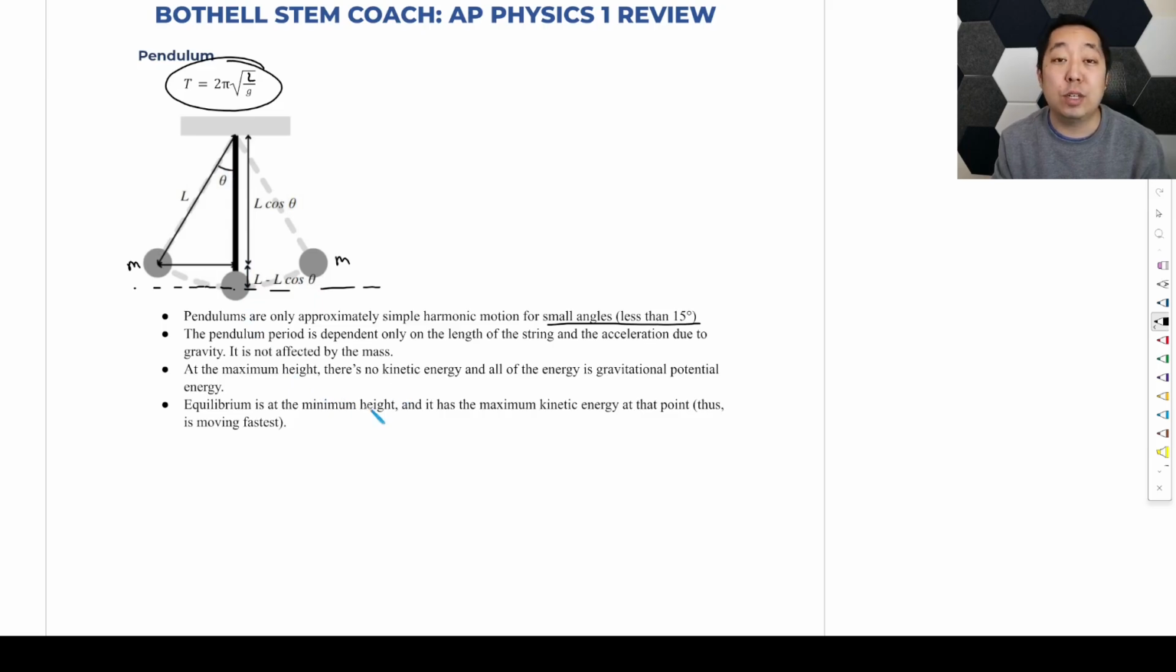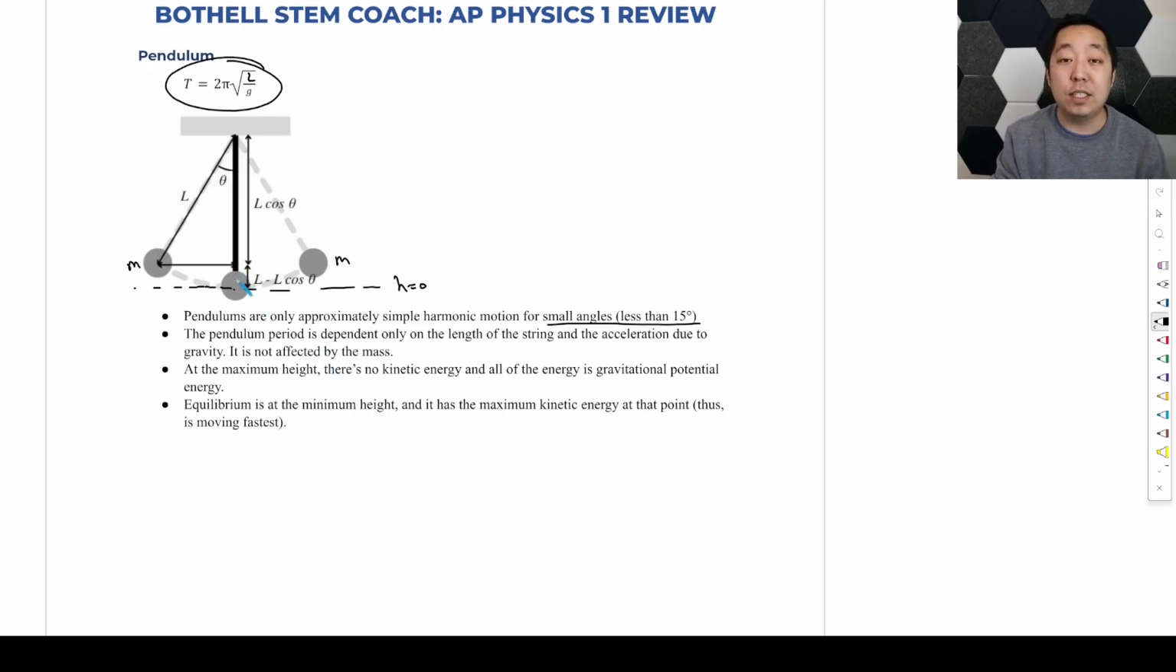At maximum height, there's no kinetic energy. All of it is gravitational potential energy. And if you go down here at the equilibrium position, right down here, it has the maximum kinetic energy and thus moving the fastest. And if you set this where h equals 0, then it has no gravitational potential energy either. So it's an exchange between gravitational potential and kinetic energy.